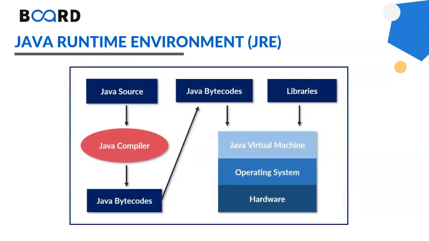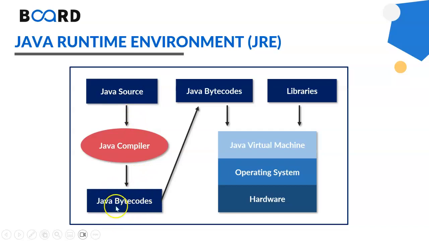Whenever we write any Java source code, which is saved with the extension .java, it needs to be compiled into Java bytecode. Bytecode is a .class file. If you remember, I told you Java is portable. We write the code once and run anywhere. So whatever source code you write, you compile and convert it into this bytecode. So this bytecode is actually portable.